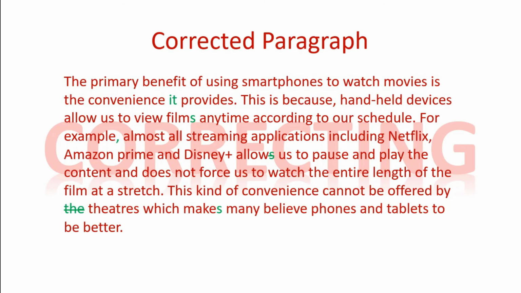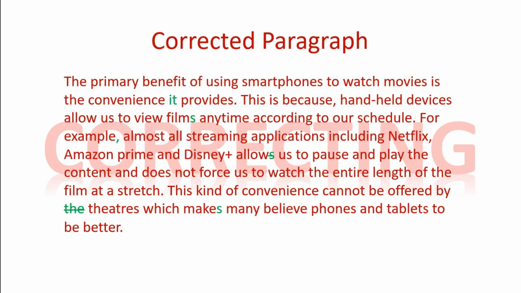Then comes the singular plural mistake, where film was referred to in the singular manner when it should have been referred to in the plural manner. Since we're talking about films in the general sense, which means it covers more than one particular film. Then comes the comma mistake. You need to have a comma immediately after for example.